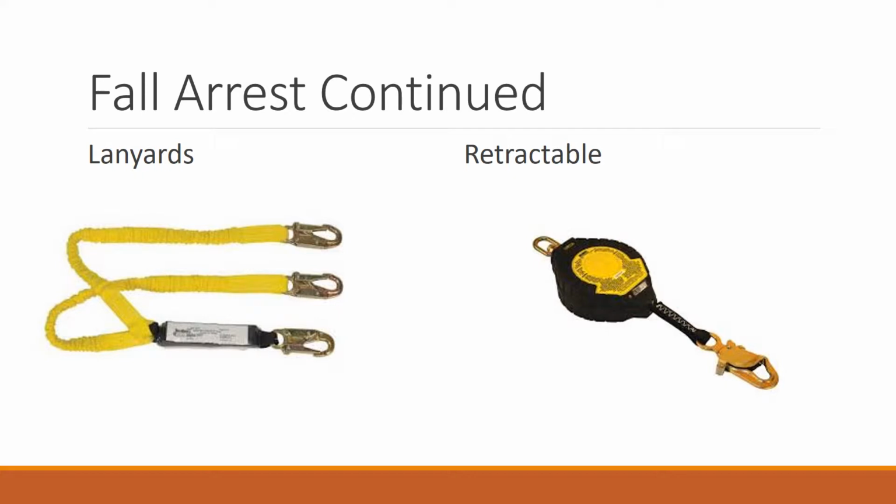Fall arrest continued. These are the two different types of lifelines that they use. This is one type of lanyard that is used for the fall arrest system, but they're both typically the same. This is called the Y lanyard. It's to be able to move across a small space and still be tied off 100% of the time. A lanyard is a flexible rope, wire rope, or strap which generally has a connector at each end for connecting the body belt or body harness to a device, lifeline, or anchoring point.